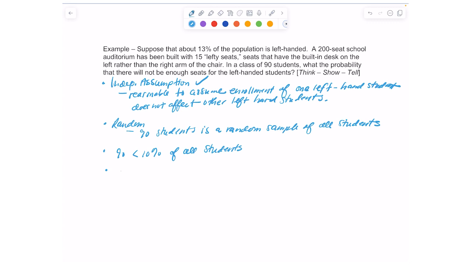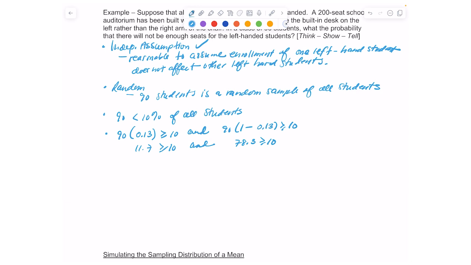So remember, that's n times p. And p here is 0.13 because it says that 13% of the population is left-handed. And that has to be greater than or equal to 10. And n times 1 minus p also has to be greater than or equal to 10. And in both instances, that is the case. So here we get 11.7, and then you can just do 90 minus 11.7. You get 78.3. Both of those are greater than or equal to 10. So that means it's okay to use the normal model.